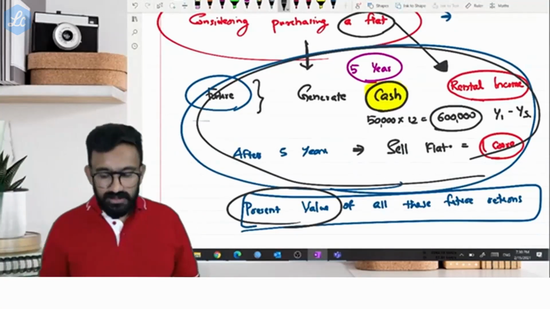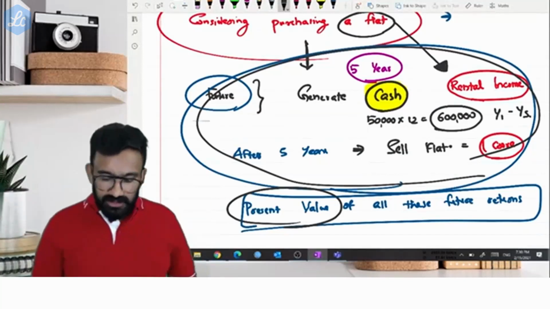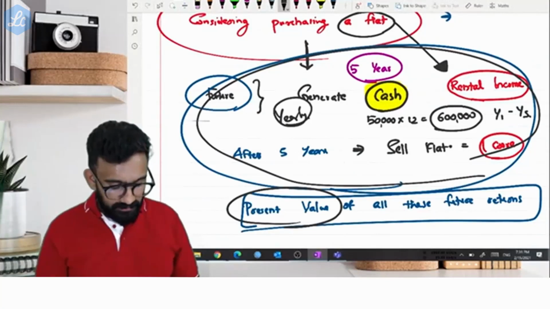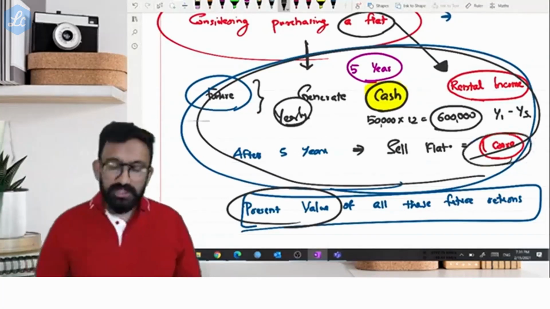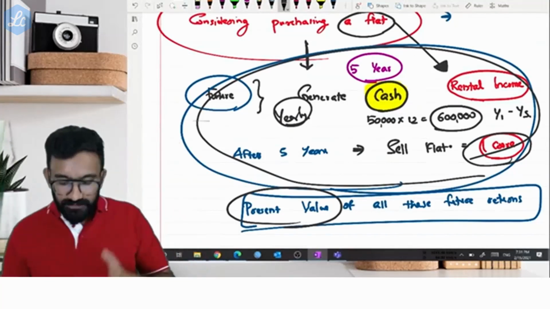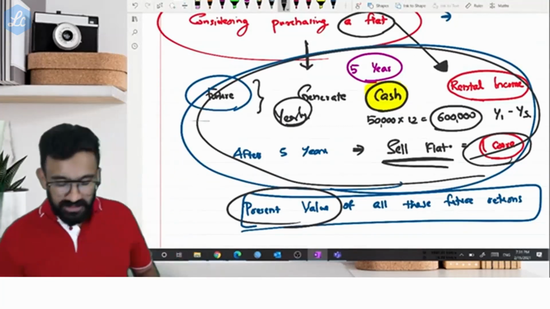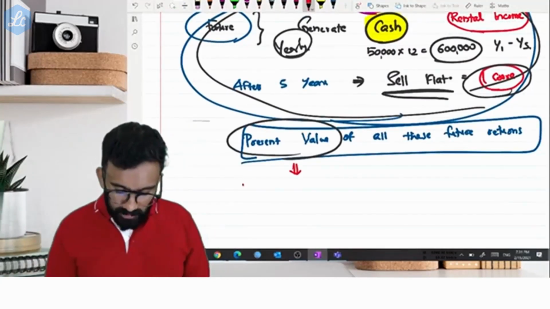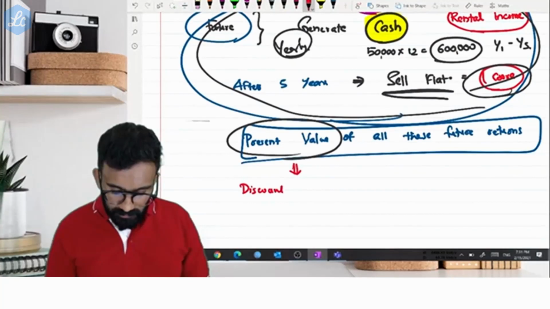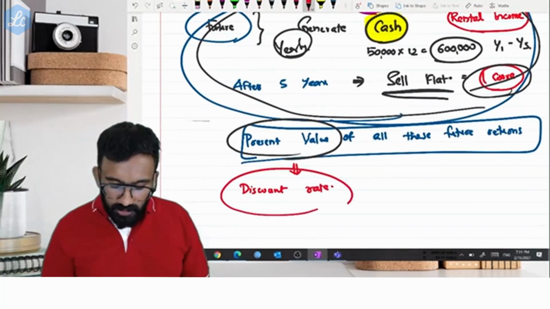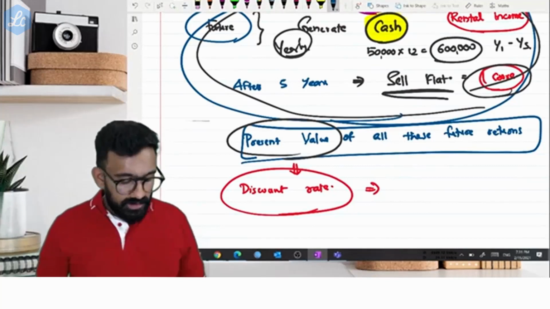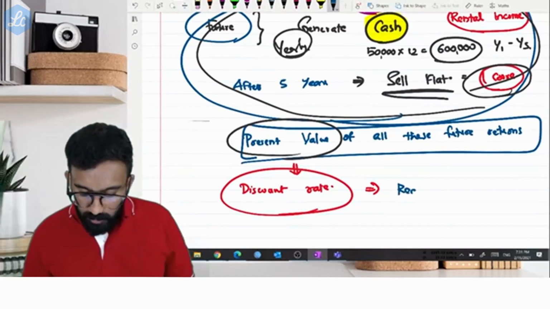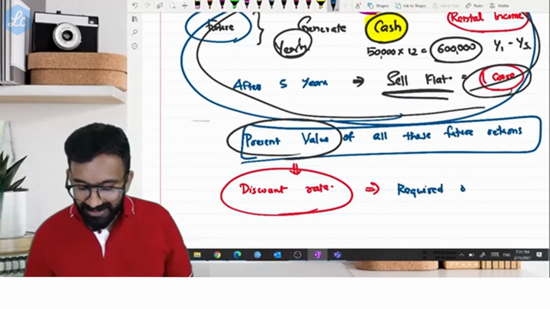Are you guys understanding? So you will have two cash flows that are going to come: a yearly cash flow, which is the rental income, and a cash flow that is going to come at the end of the 5th year, which is when I'm selling the flat. Now for you to bring these amounts into present value, you need something called a discount rate, right? Now what is the discount rate? Discount rate depends upon what you require as a rate of return.